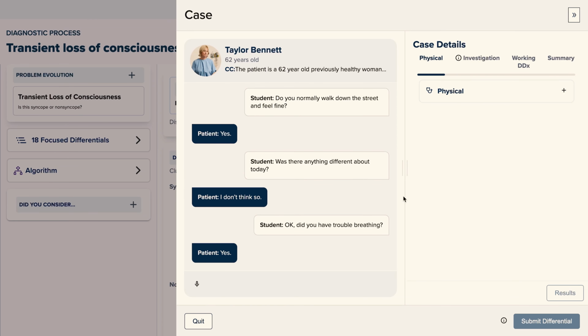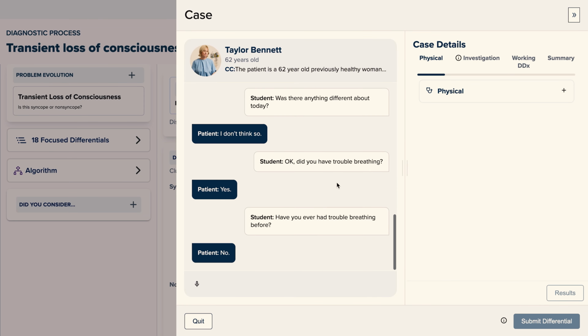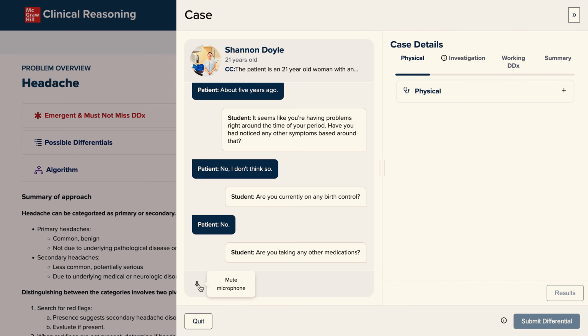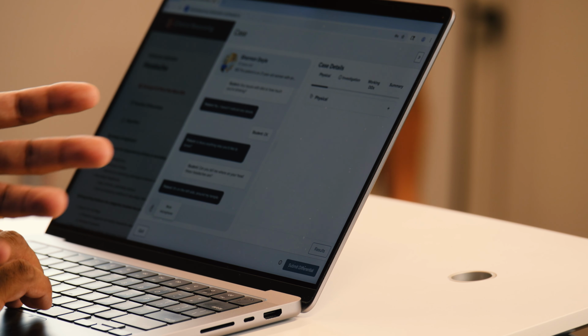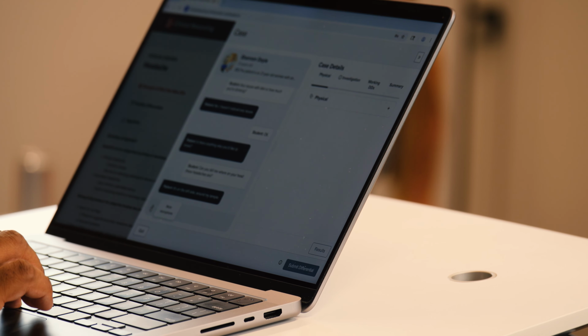Have you ever had trouble breathing before? No. Can you describe the pain? It was sharp and got worse when I breathed in. Are you taking any other medications? Just a multivitamin daily. Are you experiencing any visual signs, things like aura or rings in your eyes when these headaches happen? Yes, I see bright wiggling lights before the headache starts.